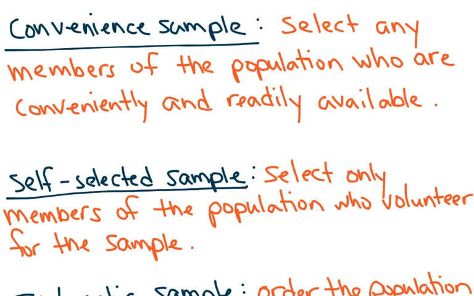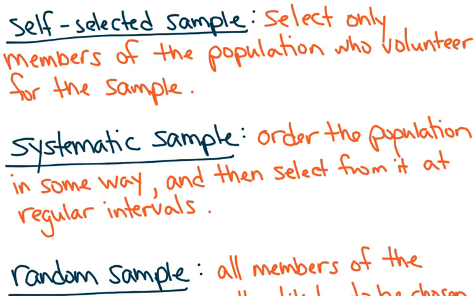A self-selected sample, you select only members of the population who volunteer for the sample. Very often, teachers get surveys in their email to fill out, and some teachers fill them out and some don't. That is a self-selected sample.